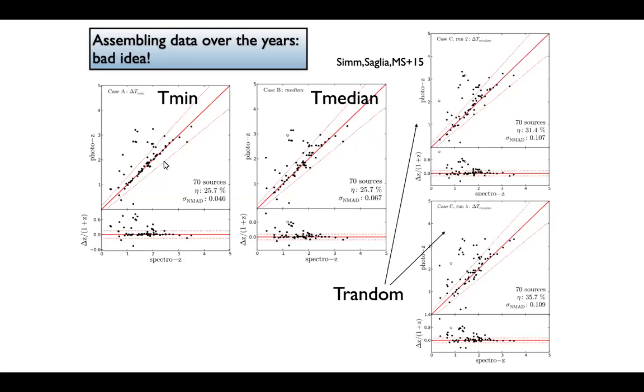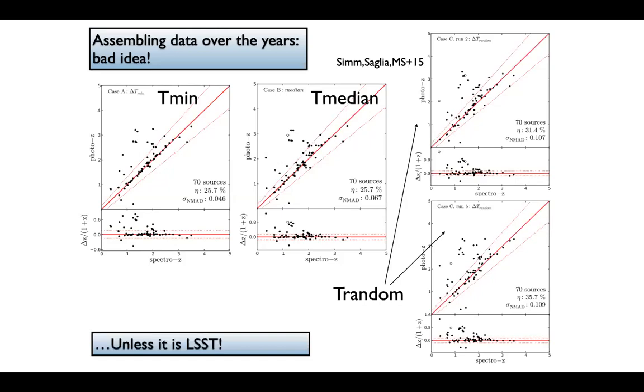So I really believe that LSST will not have this issue, but actually you can compute good photo-zs, and not only that, you can even flag the sources knowing that they are going to be varying so that you can apply some prior when you are computing the photometric redshifts.